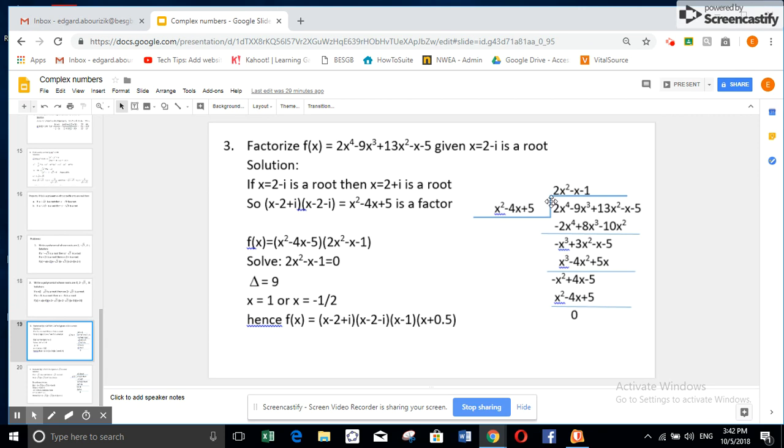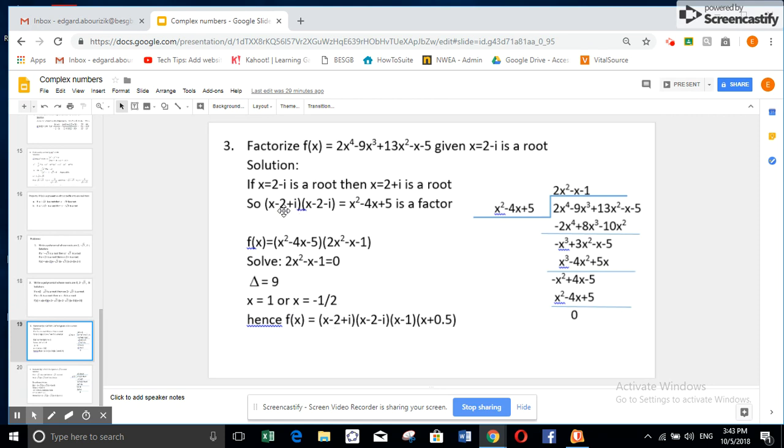So what is the second factor? The second factor will be 2x squared minus x minus 1. You all know this is an equation of second degree. I can factorize it very easily. I do delta. If you do delta, b squared minus 4ac, b squared is 1 plus 8 is 9. I have two roots. One of the roots is 1 and the other root is minus half.